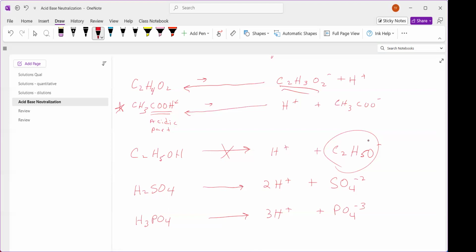So the question is, which H could potentially come off? There are 6 of them. The way ethanol is written like that is because one of the H's is attached to the oxygen. That means the other 5 are equivalent H's. So the possibility exists that the H attached to the oxygen, just like in acetic acid, could come off. But it doesn't, because what it makes is very unstable. Remember, stability is the deal. If it doesn't make something stable, it's not going to come off.